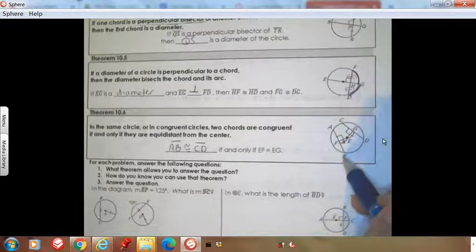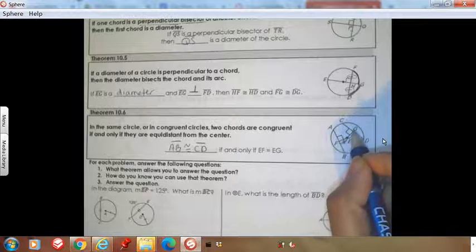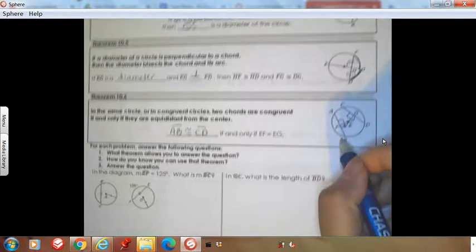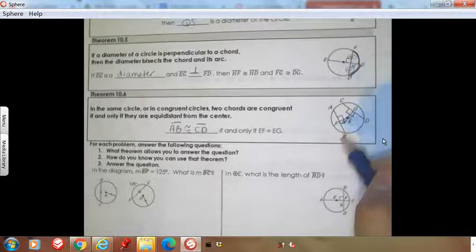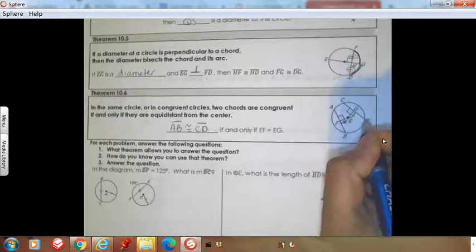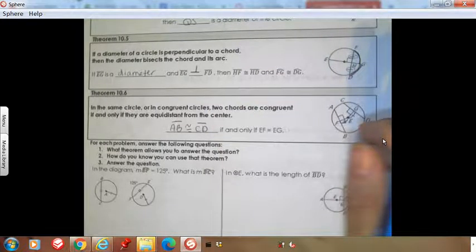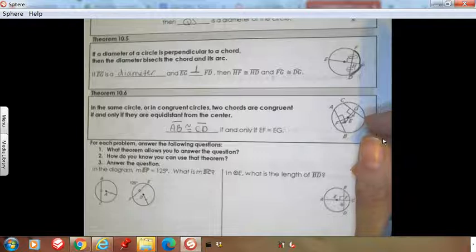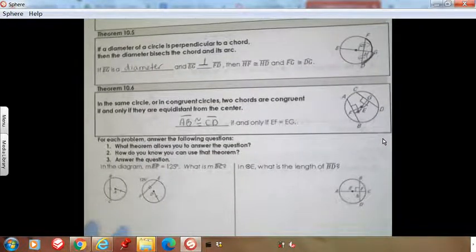But it's also going to work the other way around, where EF and EG are equal to each other. If that's the case, then you also know that the chords are congruent. And once you know the chords are congruent, that goes right back to theorem 10.3 again with the arcs being congruent. So there's lots of overlap with some of these theorems, but we're going to take one at a time to make sure we really understand what each one says and then how to apply it. Okay, so that's a little bit about each of those theorems.